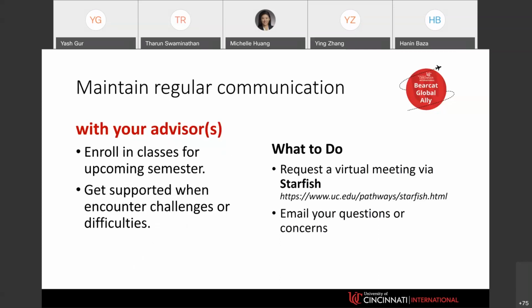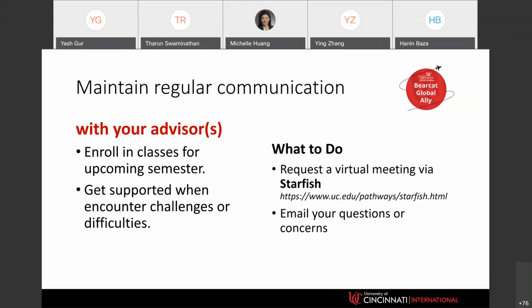All right, the next group of people you need to stay connected with is your advisors. Your academic advisor is the most important group of people you need to stay connected with. You should schedule a meeting with your advisor at least once per year to discuss your course selections and also your academic progress, right? Your academic advisor is a front line of support for your academic career at UC. And there is a tool that you can use, which is called Starfish.